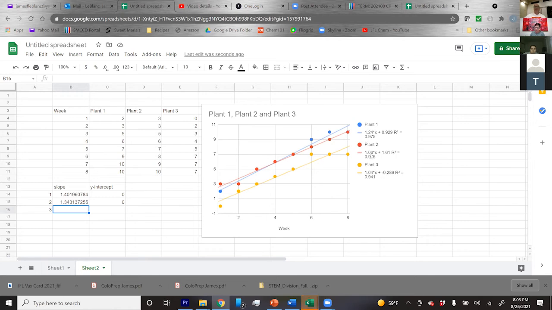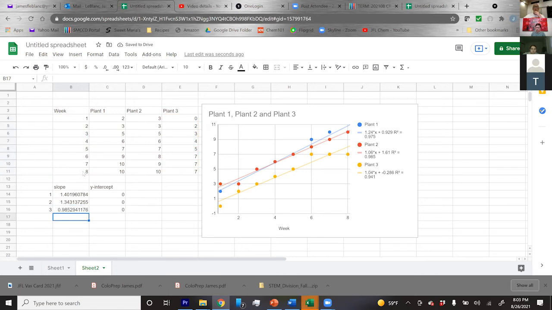So for plant 3, let's do the same thing. Equals LINEST, bracket. Here's my plant 3 y data, comma. Here's my plant 3 x data, and they're all the same, comma, false, close bracket.